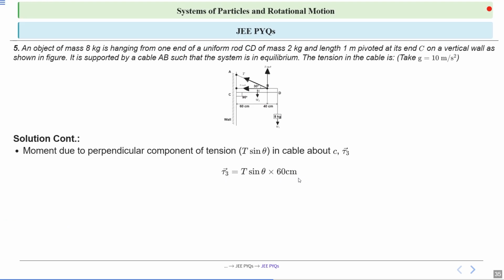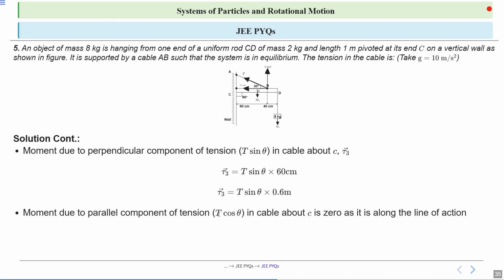So, the moment due to the perpendicular component of tension, T sine theta. There are two components of T: first T cos theta and second T sine theta. So tau 3 equal to T sine theta into 60 centimeter. Solving this, you will get T sine theta into 0.6 meter when we convert centimeter to meter. The moment due to the parallel component of tension, T cos theta, in the cable about C is 0 as it is along the line of action.